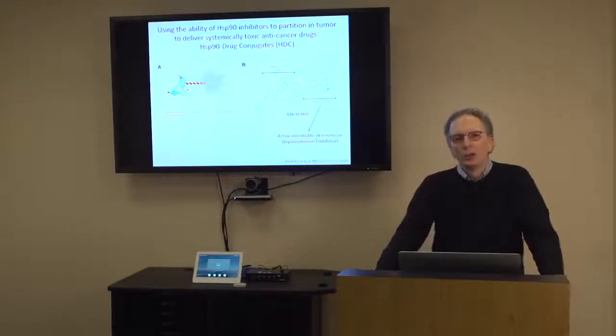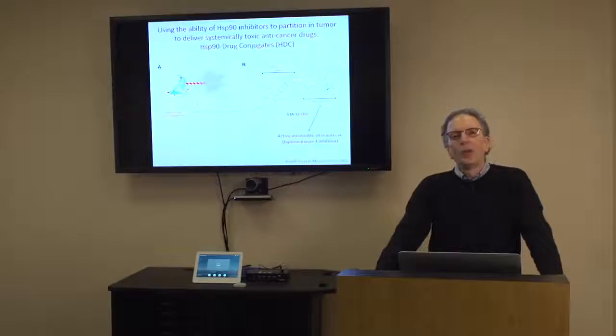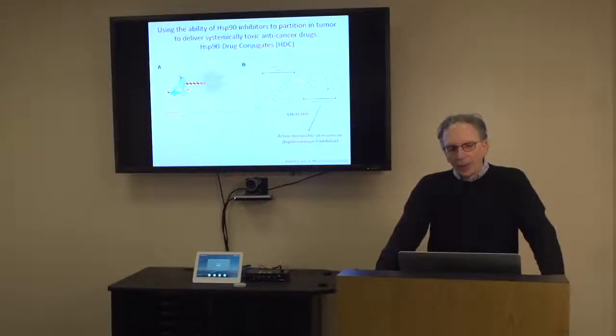One of the characteristics of HSP90 inhibitors as a class, known for many years, is that they localize to tumor cells and remain at relatively high concentration in tumor cells for much longer than in normal tissues. So researchers at Synta Pharmaceuticals designed a conjugate approach where they attached a linker to their HSP90 inhibitor and coupled it to the active metabolite of irinotecan.